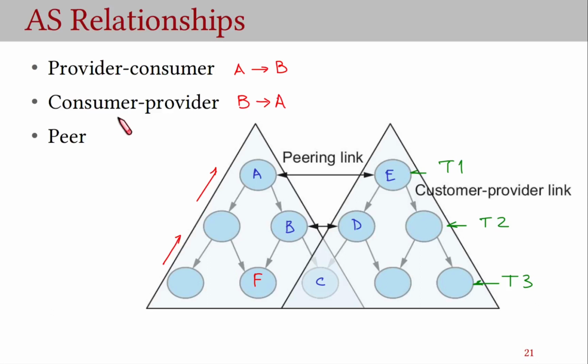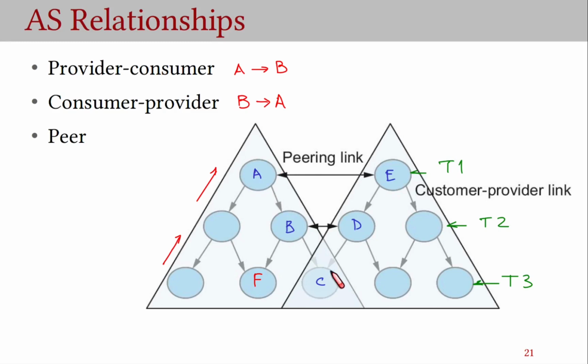The next is the consumer-provider relationship. In this case, a policy would be, let's focus on the B to A relationship. So B will advertise its own prefixes and the routes it has learned from its customers to A. And in turn, it will also advertise the routes that it learned from A to its customers F and C.